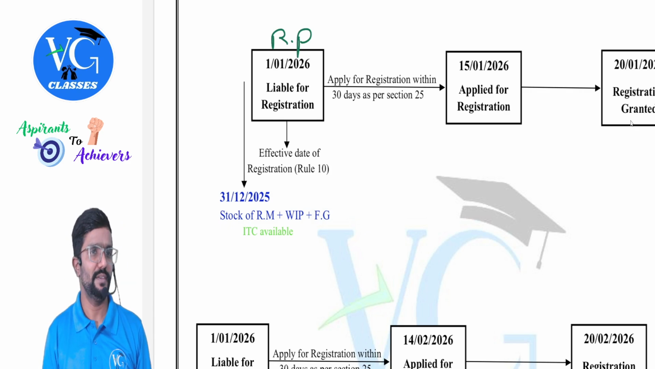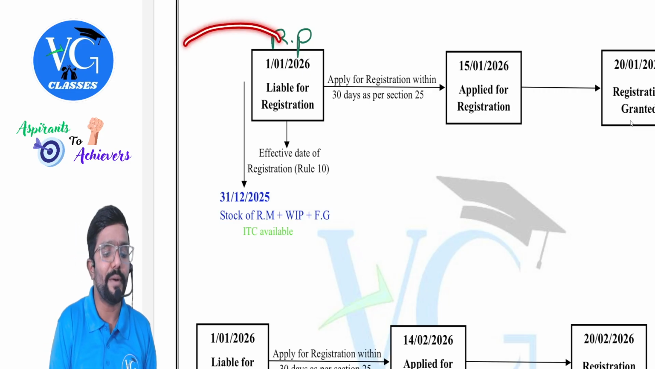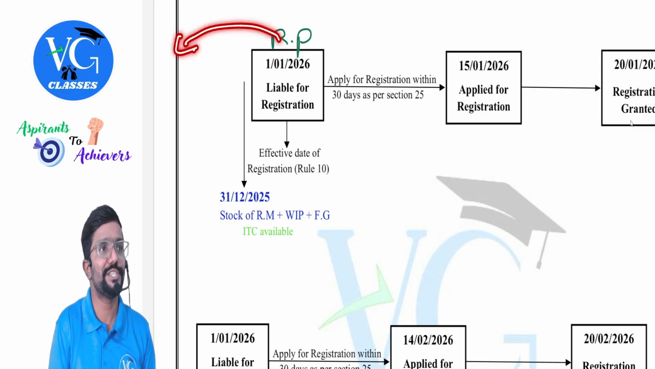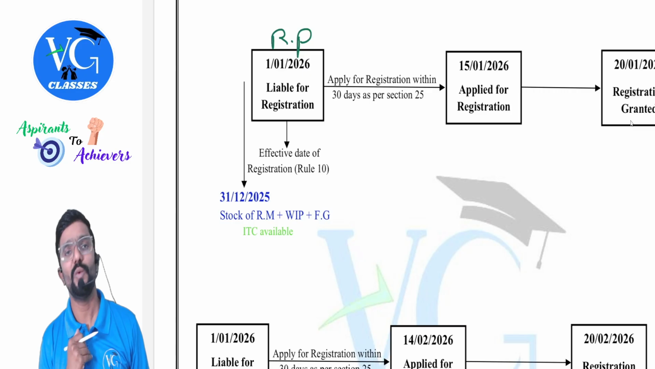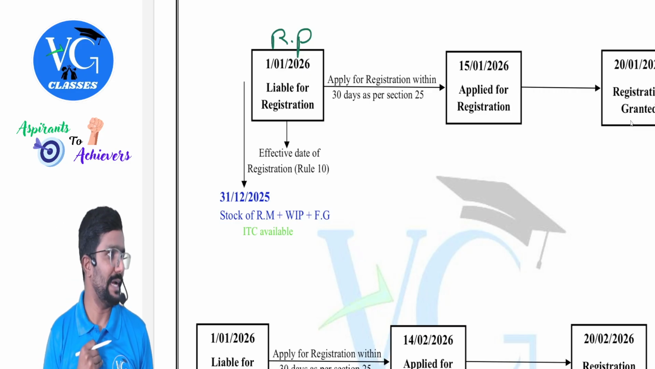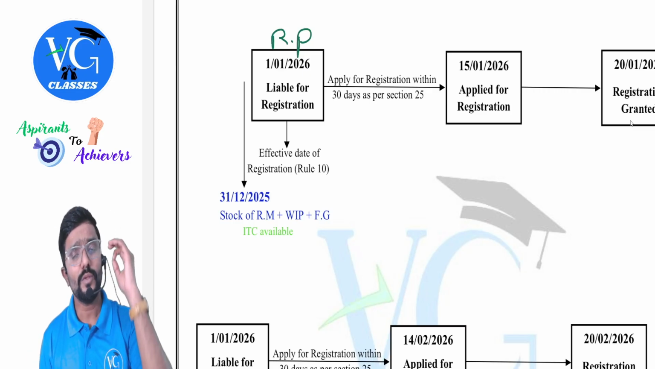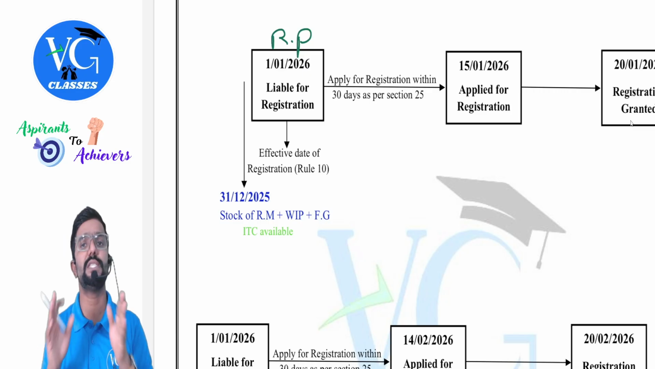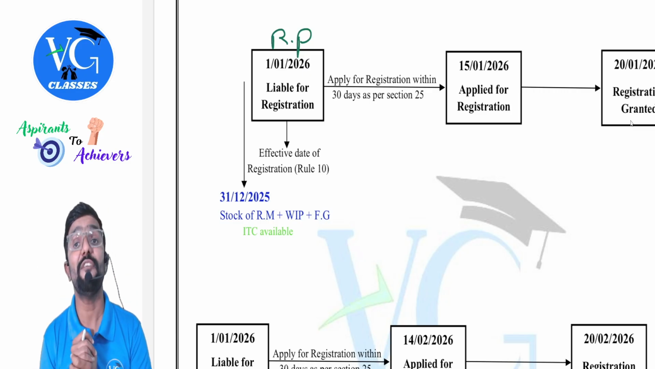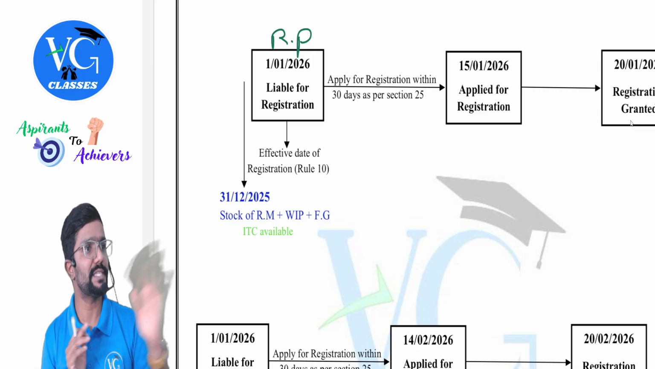Logically, very right. Why? Because even though I had purchased it when I was unregistered, when will I use it, people? When I am registered, when I am liable to pay output tax. So, in simple, whatever stock of raw material, work in progress, and finished goods is there on the preceding day of the effective date of registration, credit is allowed.